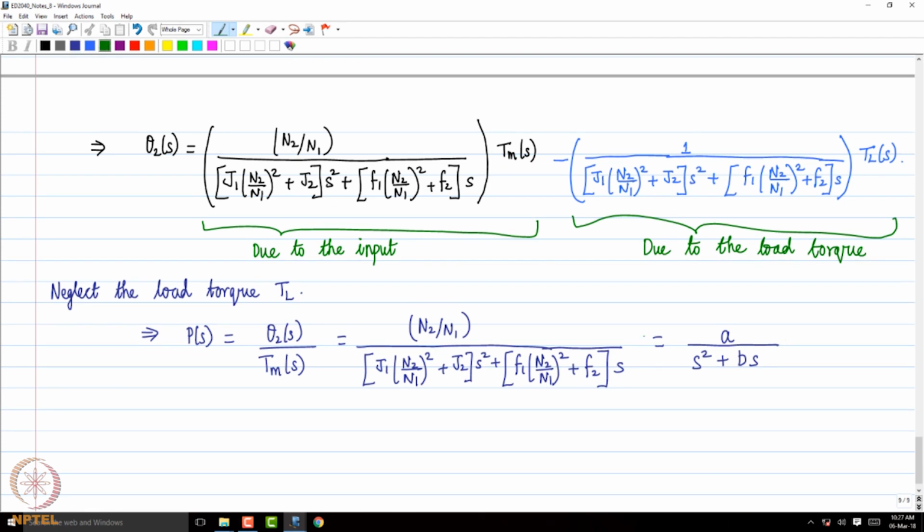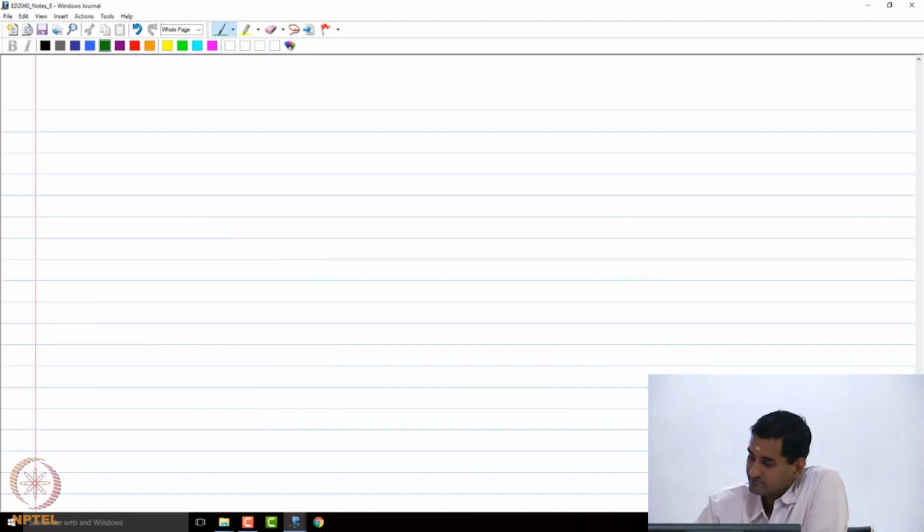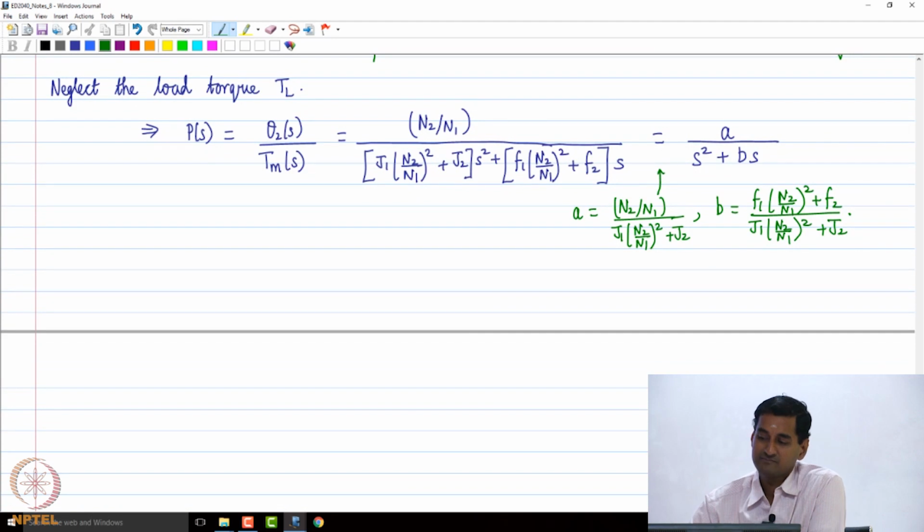So, here what I am doing is I am just saying that the parameter A is going to be N2 by N1 divided by J1 (N2 by N1) whole square plus J2, right. That is what I am essentially taking A as, and B is essentially F1 (N2 by N1) whole square plus F2 divided by J1 (N2 by N1) whole square plus J2. Okay, so that is what we are considering, right.